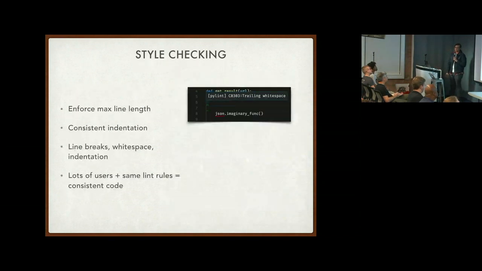So style checking are things where your code runs, it might work fine, but it might look very bad and not be very consistent with the rest of the code base. So things like enforcing a max line length to try to make sure your code is very concise, consistent indentation across code, making sure that you have the right amount of line breaks or white space, whatever that might be for your project or for your company. And if you have lots of users with the same lint rules, the code should look about the same no matter who wrote it. So that's one of the prime uses for it.